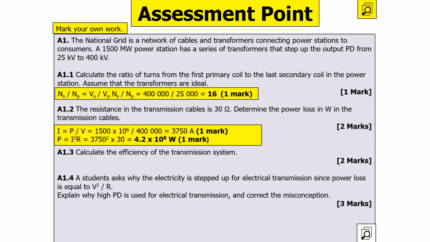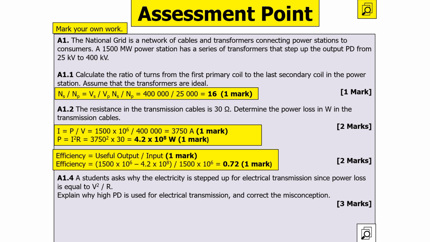Well, we know current is equal to power divided by potential difference. We've got our power to be 1500 times 10 to the 6. We divide it by the potential difference of 400 kilovolts, because that's what it's going to be in the transmission cables, because it's gone to 400 kilovolts. So it's 3750 amps. We know the equation for power loss in a cable is I squared R. Pop in all the values, we get 4.2 times 10 to the 8 watts.